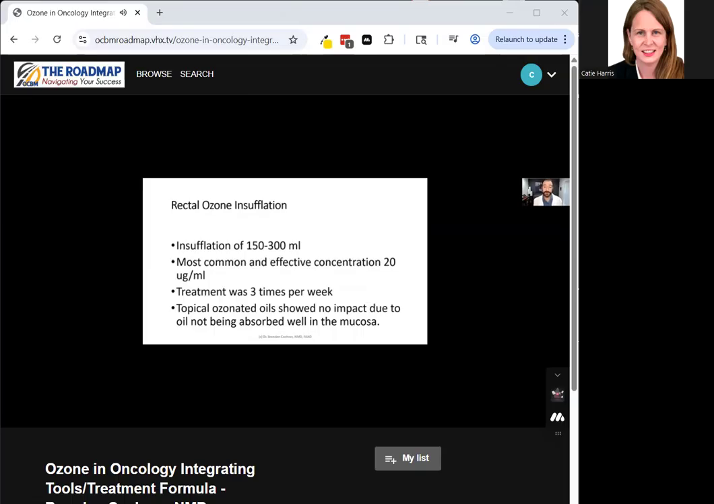Topical ozonated oils showed no impact due to the oil not being able to absorb into the mucosa. So it may be okay on the external portions or for ulcerations, but it doesn't seem that ozonated oils have an impact on rectal bleeding in this specific paper. And clinically, what I've seen as well, you do need to use rectal gas ozone.